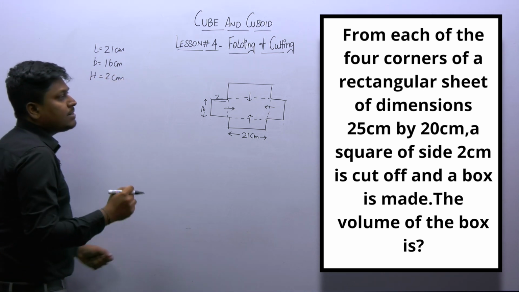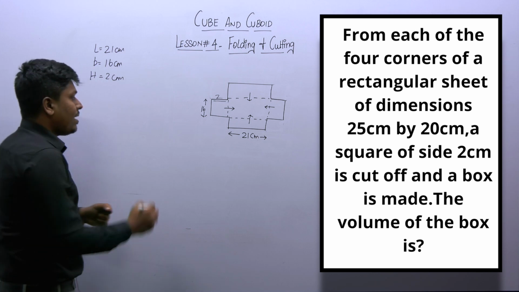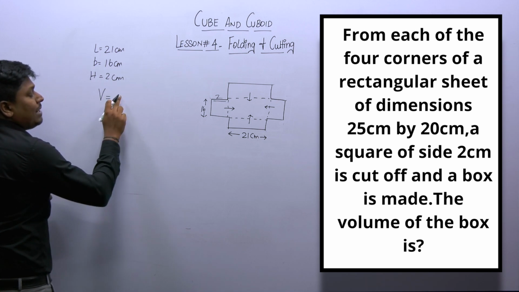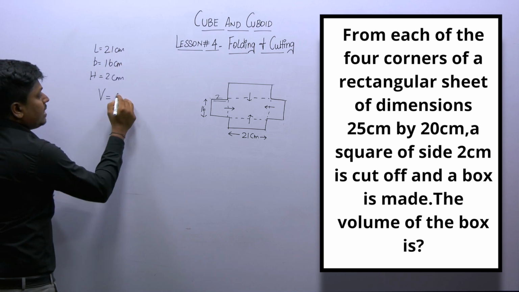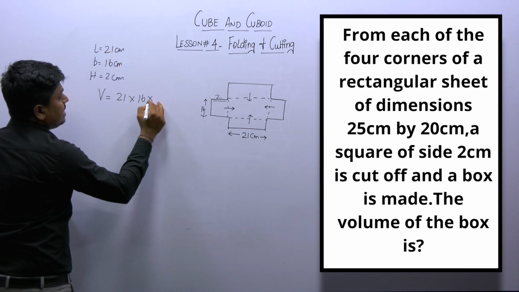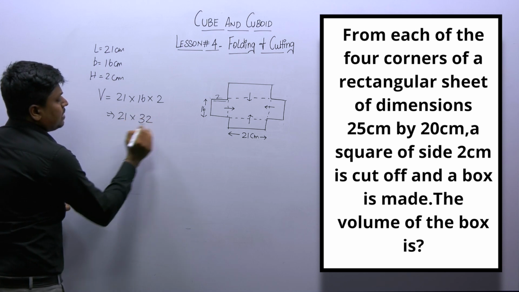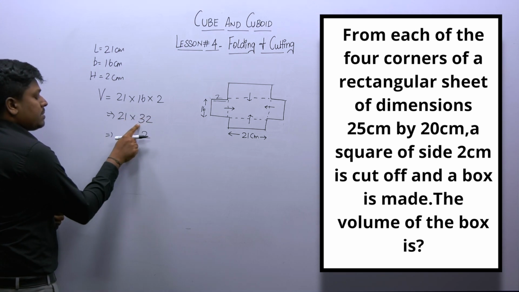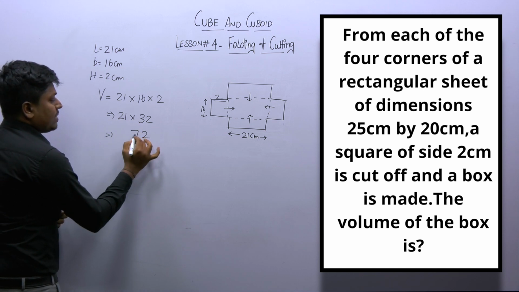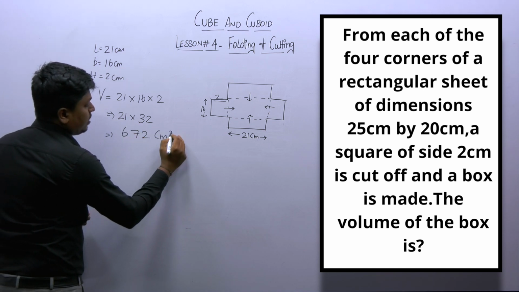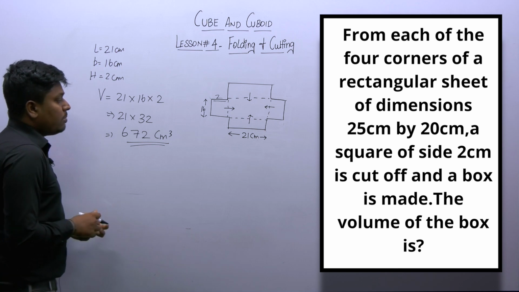So now what is the final target? The final target is to find the volume of the box. So volume will be length into breadth into height. Length will be 21, breadth will be 16, height will be 2. So this becomes 21 into 32, which gives 672 centimeter cube. So this will be the volume of the box.